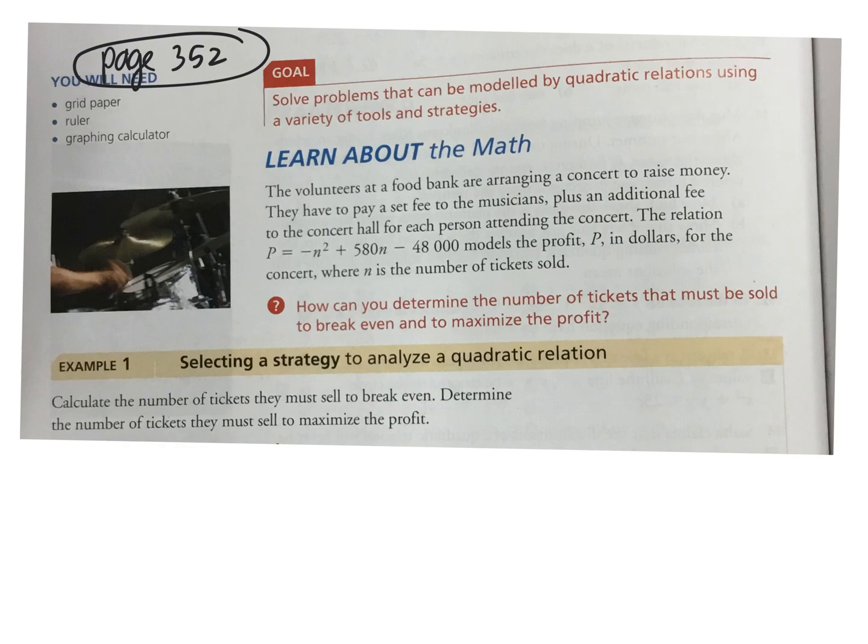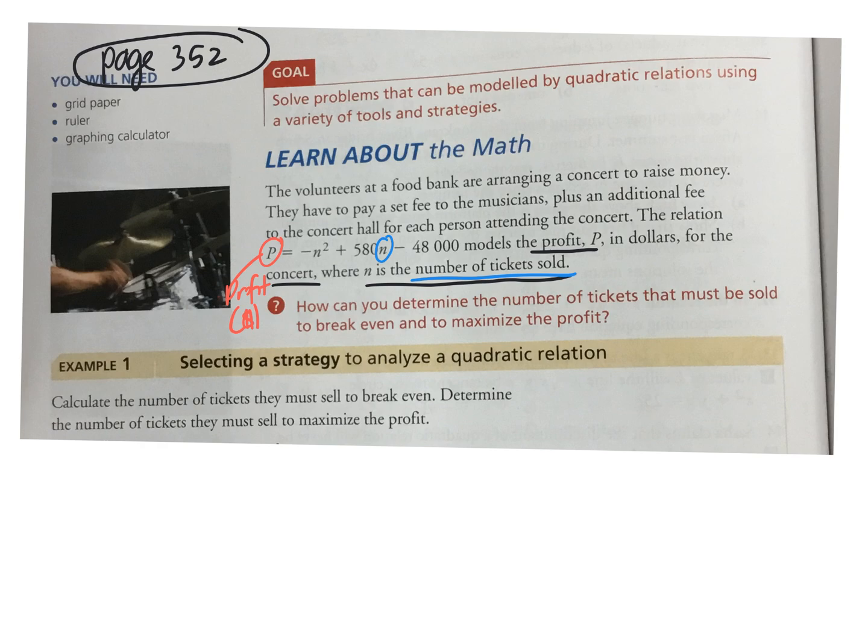Okay, so we're looking at a relation that represents profit for the concert and number of tickets sold. So what does P represent? Profit. And N represents what? Number of tickets that are sold. Okay. So there's two things we have to find in this question.